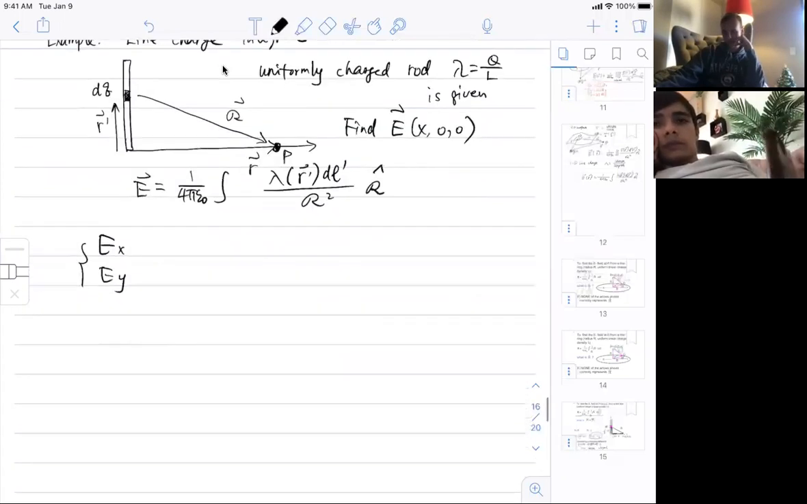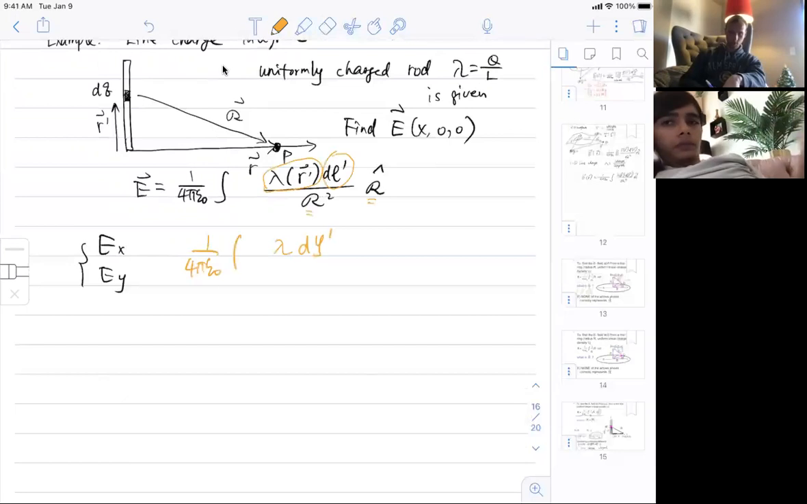Your lambda here is a constant. So that becomes constant lambda. Your dL prime is in the y prime direction, so I'm going to simplify that using dy. And the rest of it comes down to simplifying the r. Okay, so let me try to do this. R vector over r cubed. And this is my E.